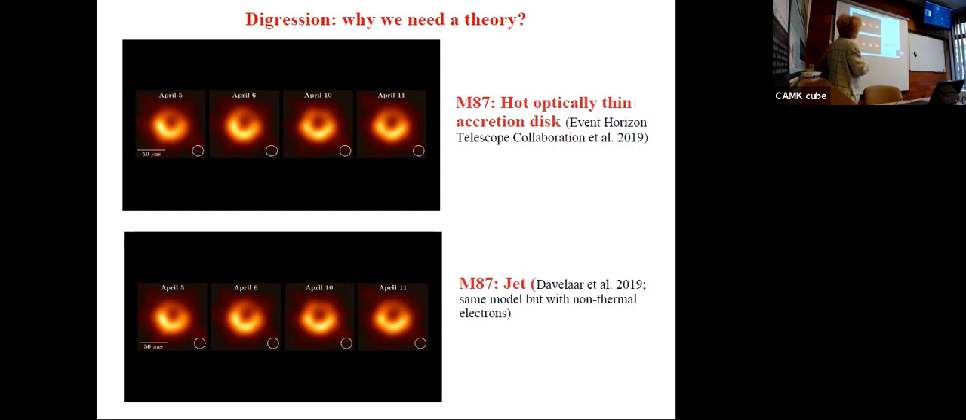What is the difference between those two images? Do you see a difference between those two images? No, because this is the same data, just the model changed. And the model changed not actually much. The same model is used in the second paper. People only change the number of non-thermal particles. And that's it. So in order to understand what you see, whether you see here an accretion disk like this, or a projection of a jet like this, this is up to the model.